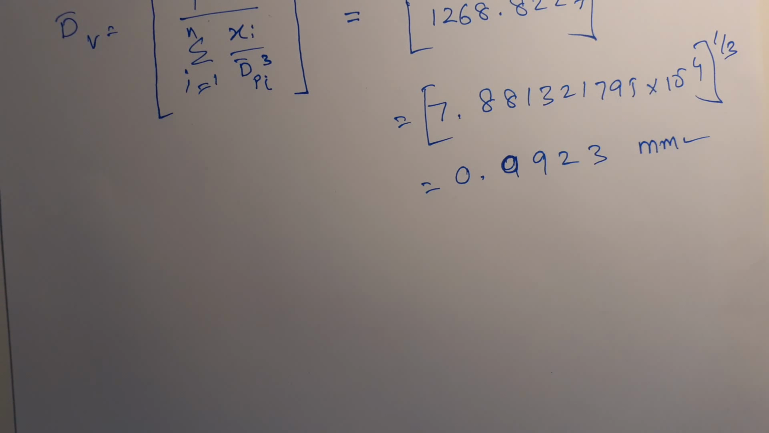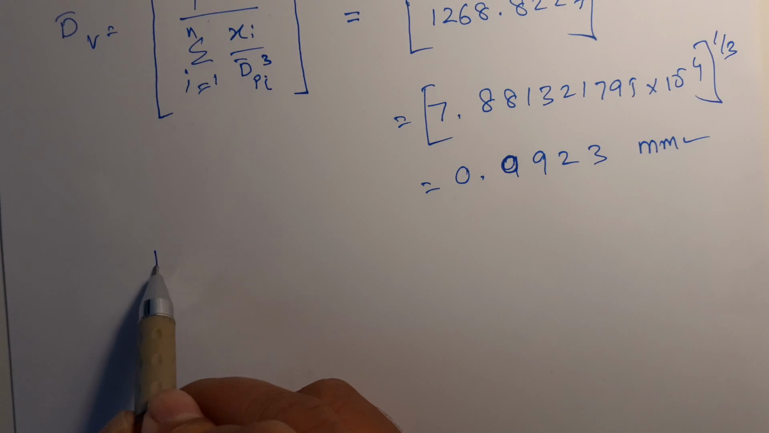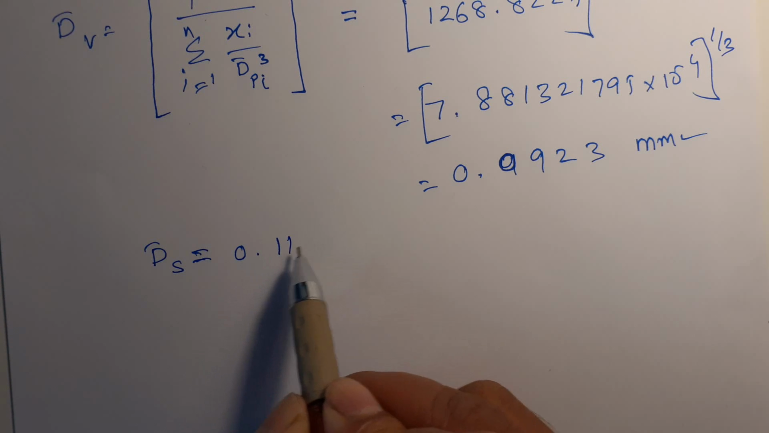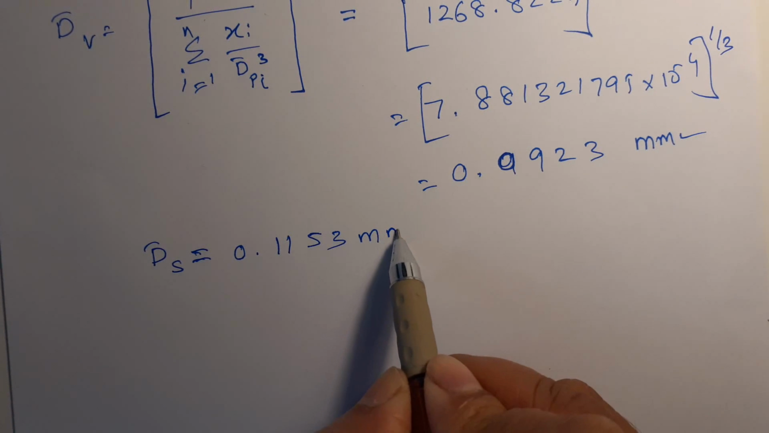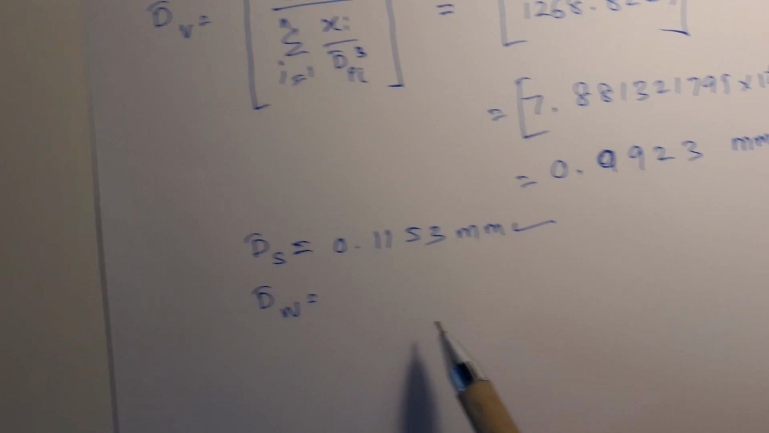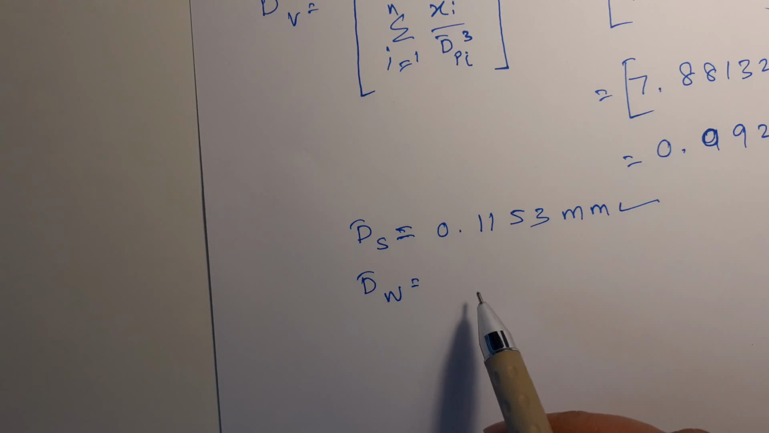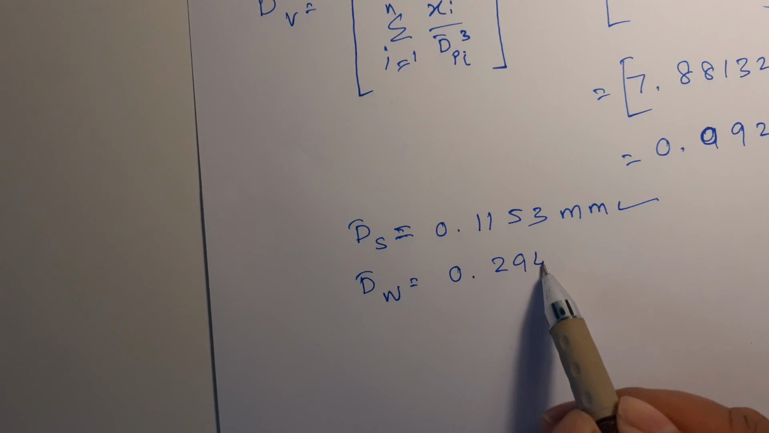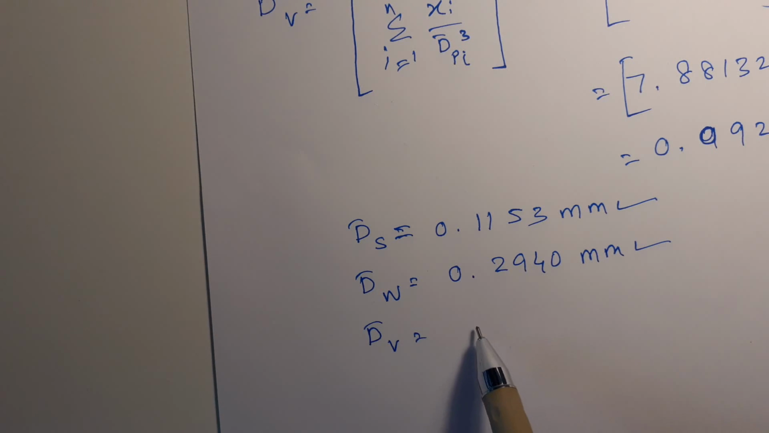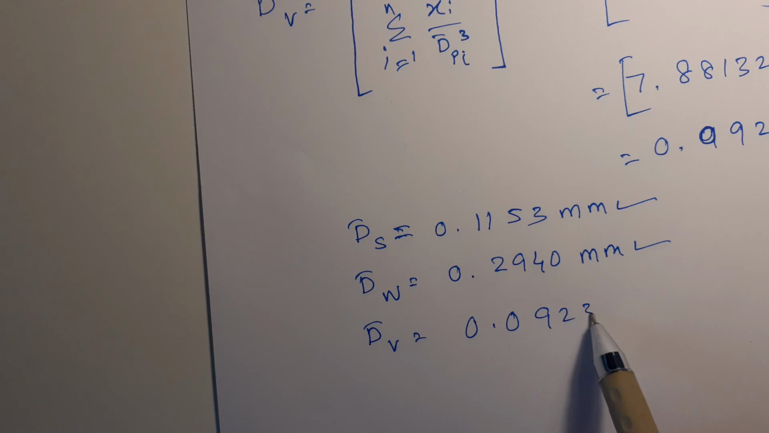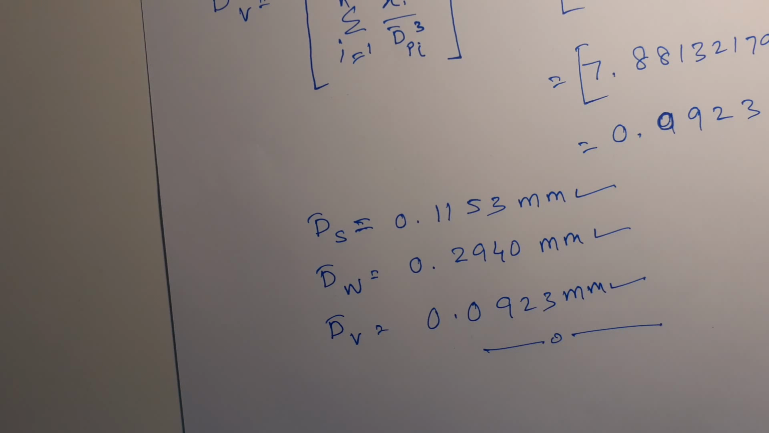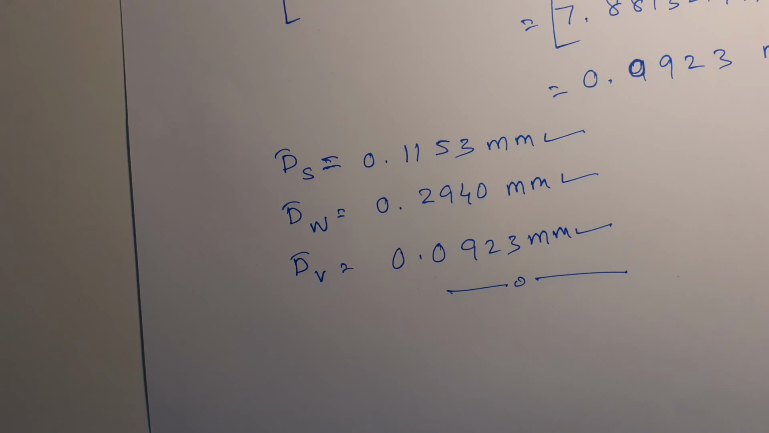So now let us tabulate all the values once again here. D bar s is equal to 0.1153 millimeters, and then d bar w is equal to 0.2940 millimeters, and finally d bar v is equal to 0.0923 millimeters. So this is our result and the conclusion. This is how you are supposed to do the problem. Thank you.